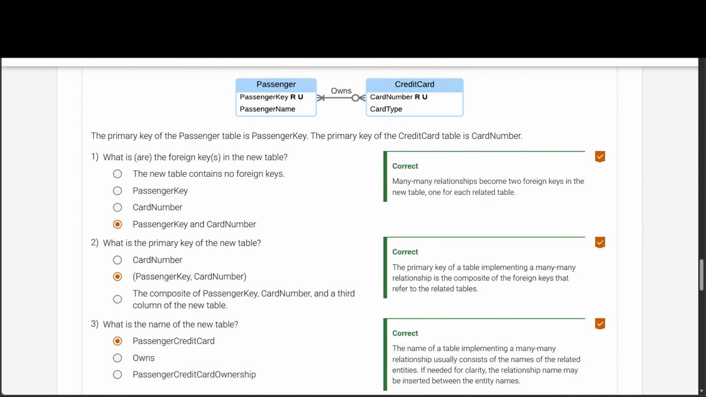Okay. So in this case, the foreign keys will be the passenger key and the card number. If you chose card number, it can't be card number alone. The primary key of both related tables become foreign keys in the new table. So you cannot rule out that there are no foreign keys because all relationships become one or more foreign keys. So the correct answer is passenger key and card number.